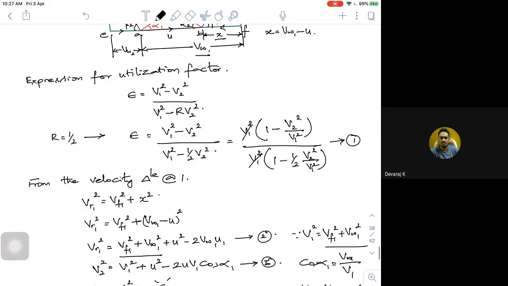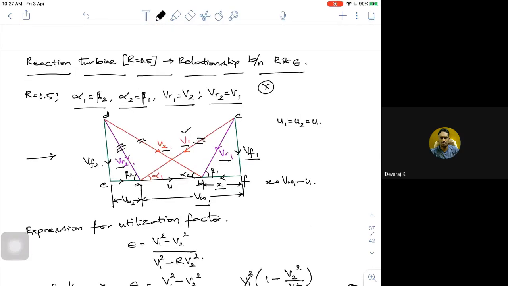So for an axial flow machine, for R equal to 0.5, we are able to draw the combined velocity triangles, and for a condition where alpha 1 is equal to beta 2 and alpha 2 is equal to beta 1, we got VR1 in terms of V2, or VR2 in terms of V1. So this condition will prevail. If you draw the velocity triangle to the exact scale with all the angles, these conditions will be met.